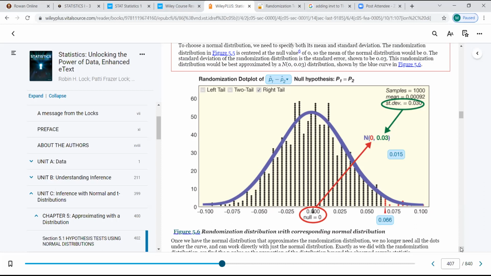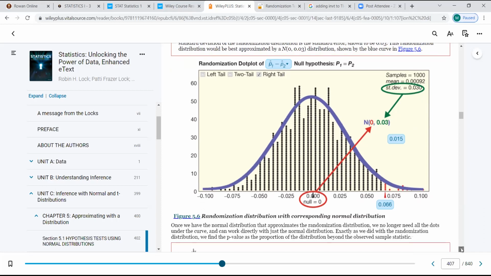And we're going to assume that this is a normal distribution with a mean of 0, because the null is 0. And the standard deviation we're going to use is what's up here, 0.03. So we're just going to do what's in the book here. We're going to assume that's our normal distribution, with a mean of 0 and a standard deviation of 0.03.